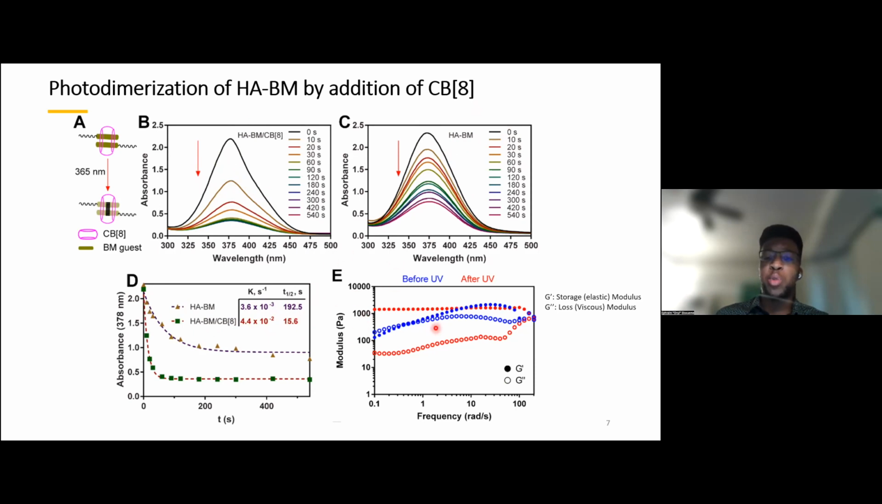And this frequency rheology sweep showed that the G prime modulus before UV was frequency dependent. That's how it switched. But after UV, it was frequency independent, which suggests it changed to an elastic hydrogel. That's how they usually interact.